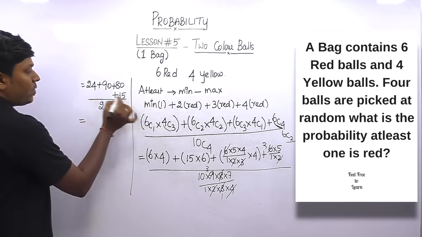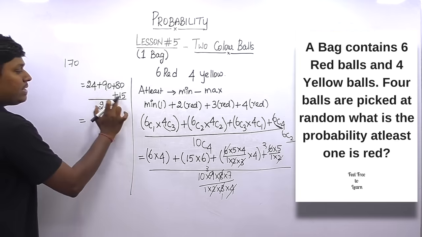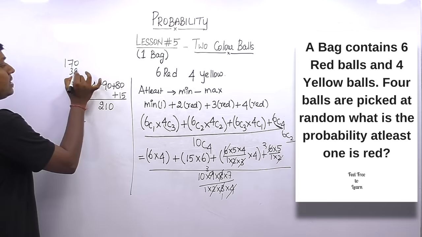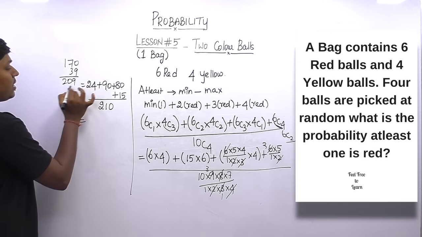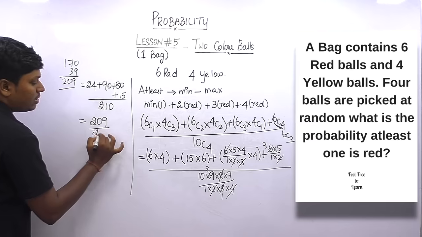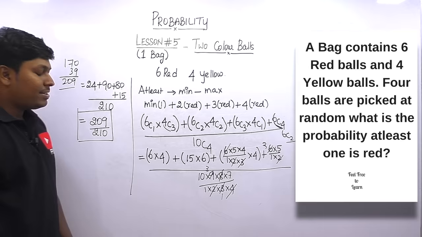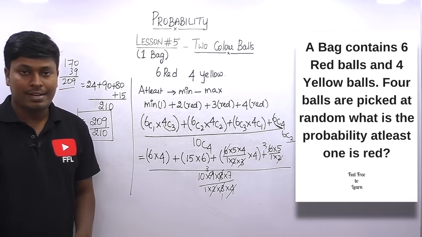So finally, let me add all the values. 90 plus 80 will be 170. Next, 24 plus 15 will be 39. When you add all this, this is 209. So finally, we can say that the numerator is 209, denominator is 210. So finally, we got the answer for question number 5, that is 209 divided by 210.